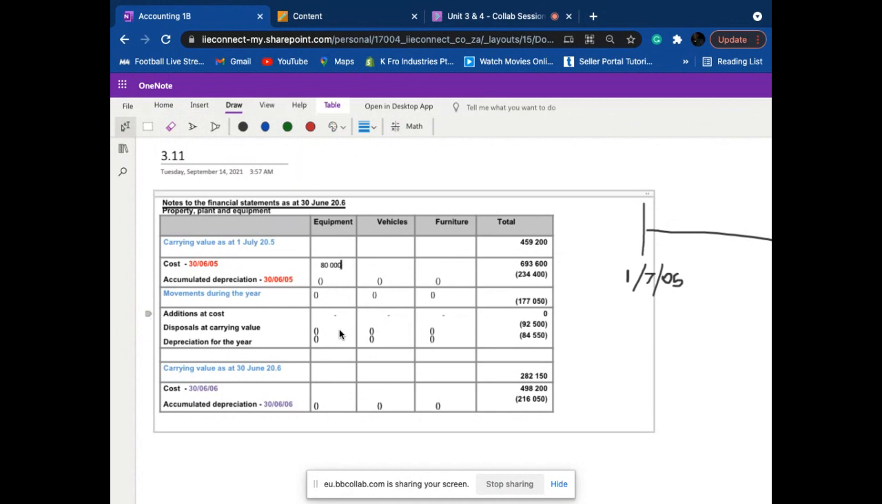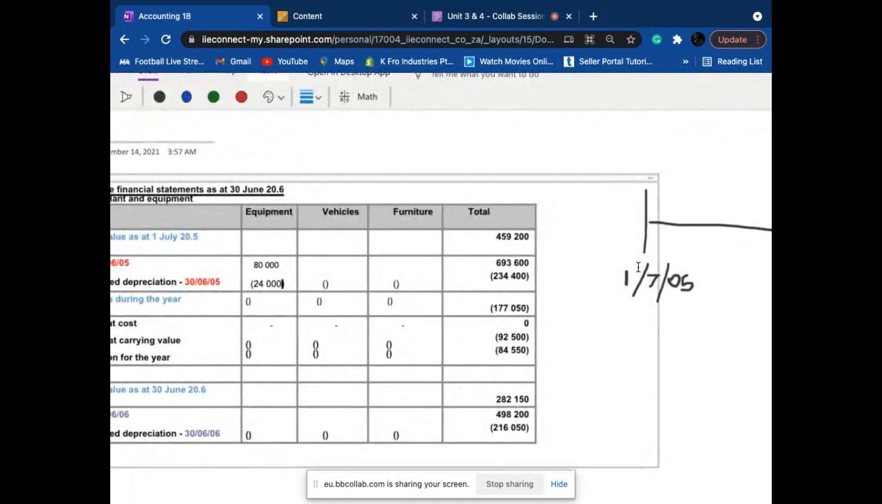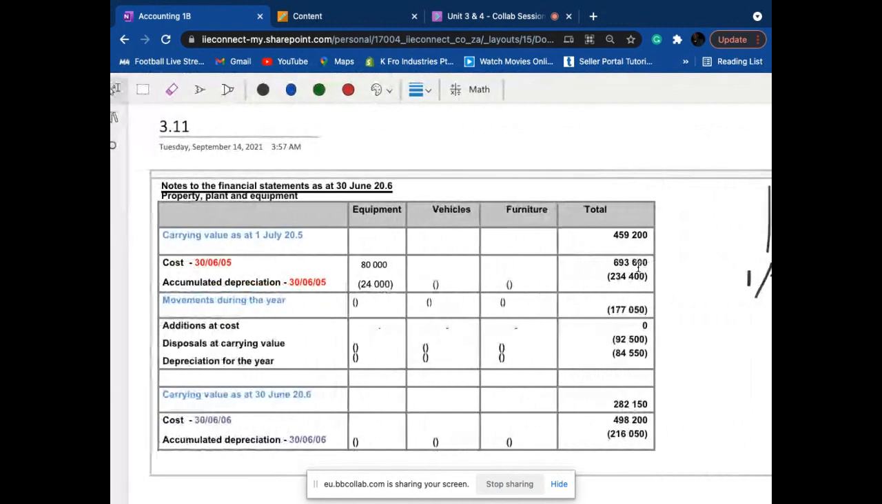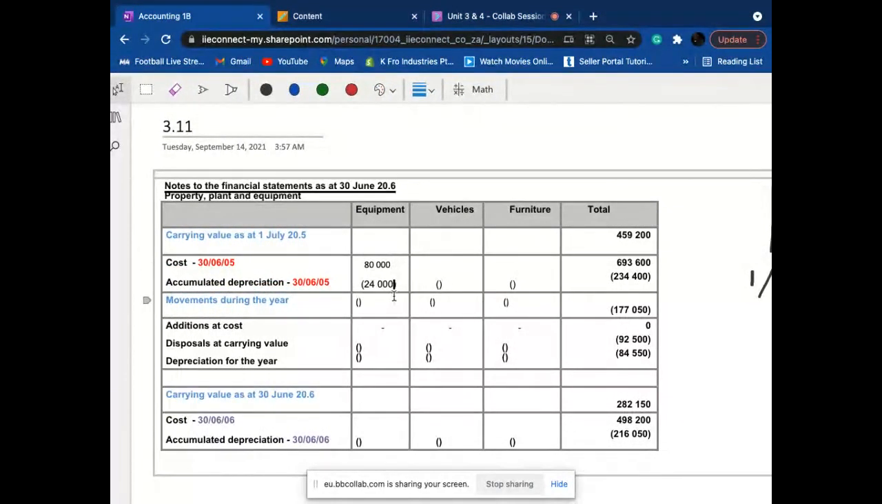Remember, this is for 30 June 05. So that was 24,000. Let me try zoom in just a bit here. Okay. Right. So then what is the carrying value? Remember, what did we say? Carrying value is your cost of the asset minus the accumulated depreciation. So it's 56,000. Thank you very much.